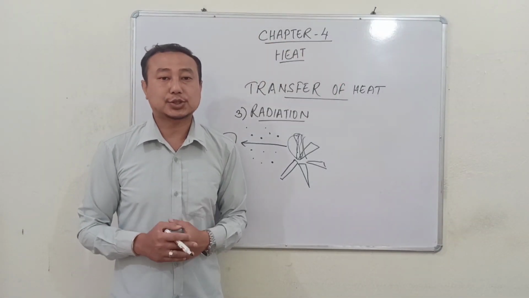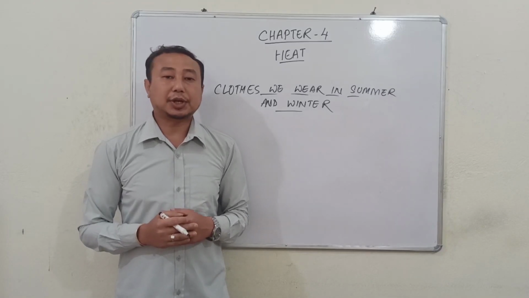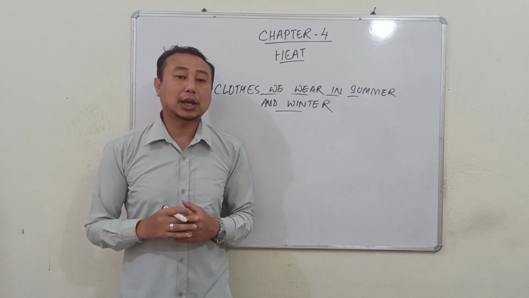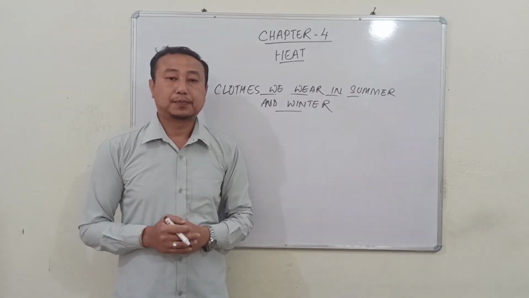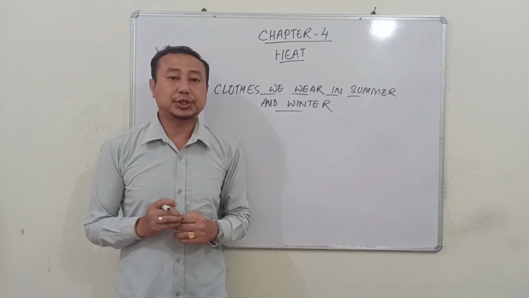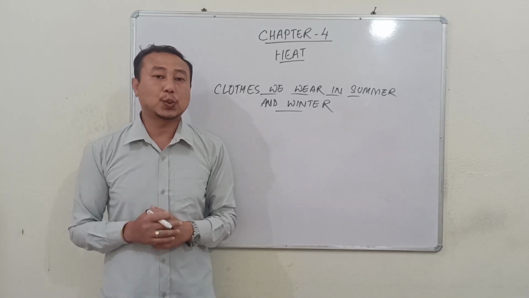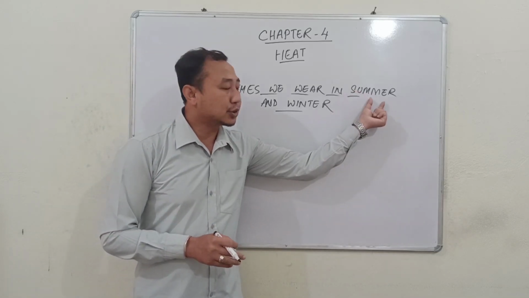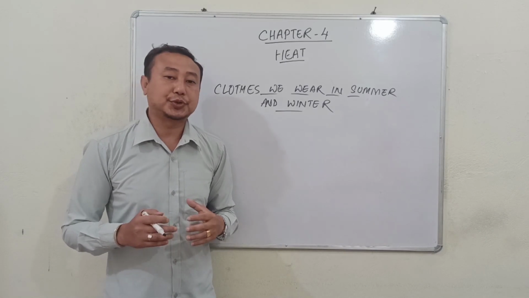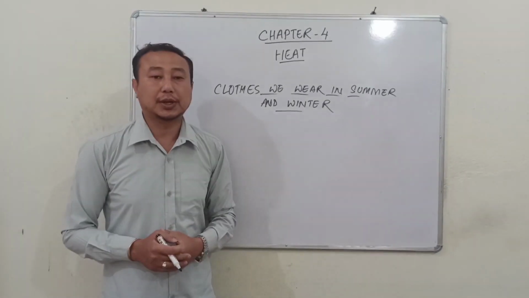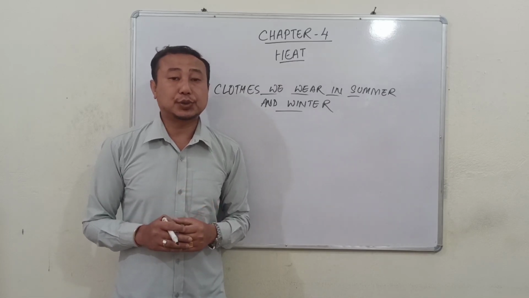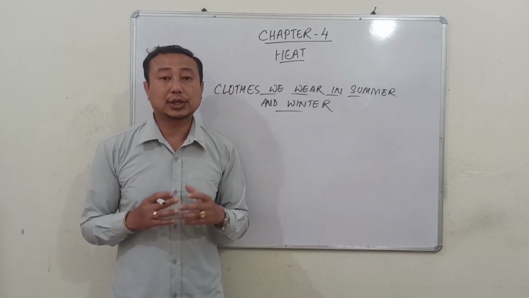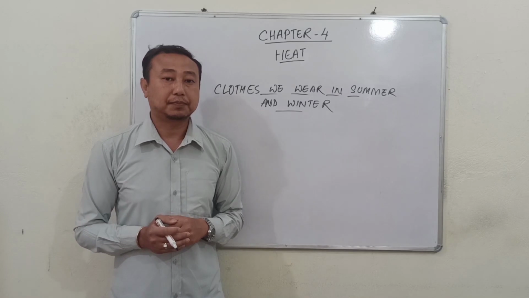Now let us take up the next topic. The last topic of this chapter is about the different types of clothes that we wear in different seasons, summer and winter. There are two extreme types of seasons that we experience in one year. During the summer season, the temperature of the atmosphere is very high, while in the winter season, the temperature of the atmosphere is very low. Because of this reason, we wear different types of clothes in summer and winter.